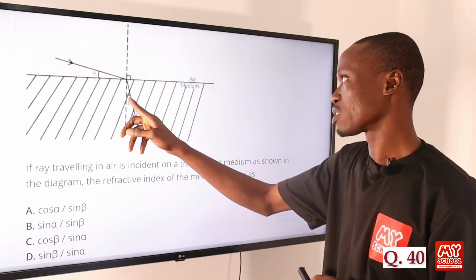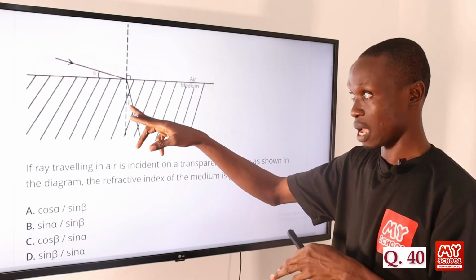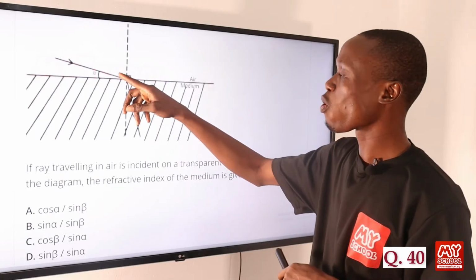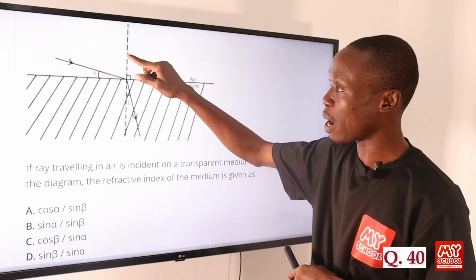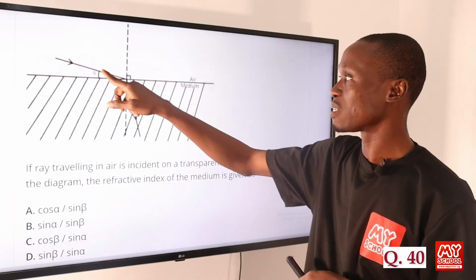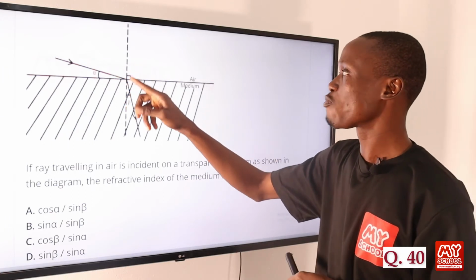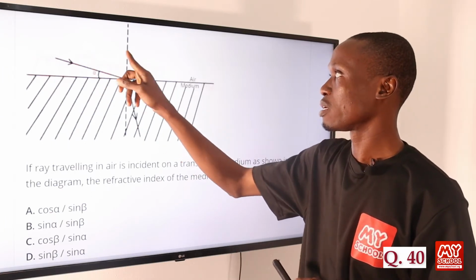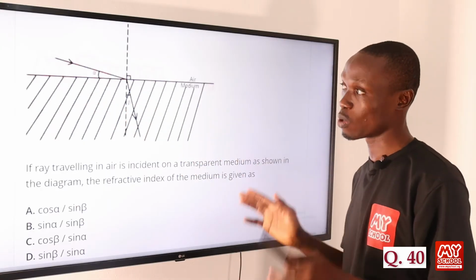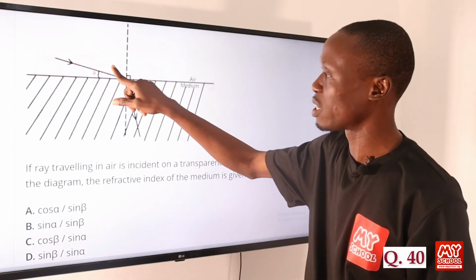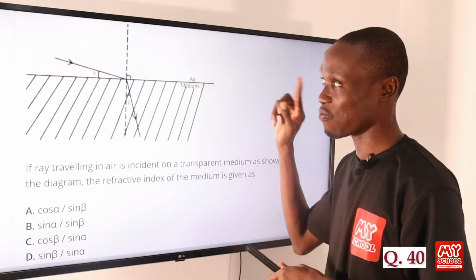So if you look at this place carefully, the angle of reflection has been given to us to be equal to beta, right? But the angle of incidence is not correct. The angle of incidence is actually from the normal to where the ray entered into the second medium. If you measure from here to here, these are two perpendicular lines, which is equal to 90 degrees. So what is left here will be equal to 90 minus alpha.